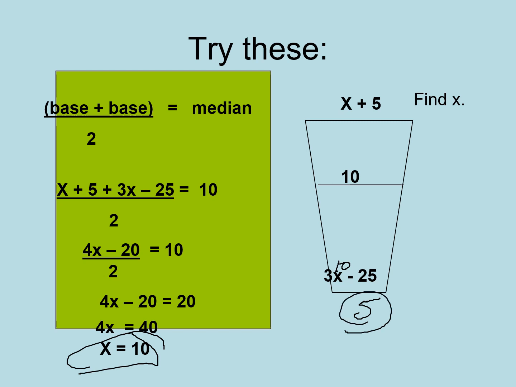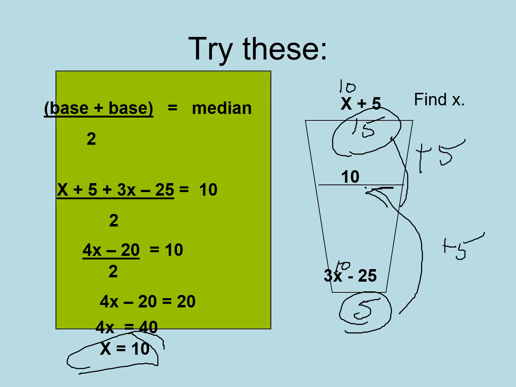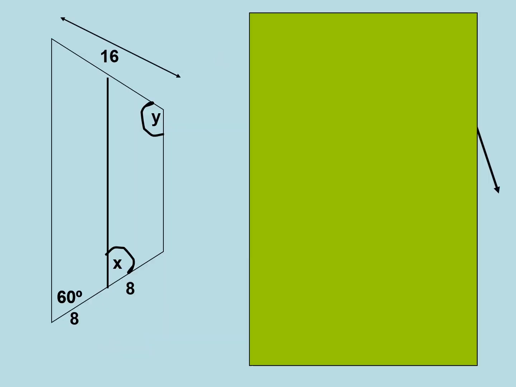Come up here and check. 10 plus 5, that's 15. Now check about the spacing. From 5 to 10, that's 5 plus 5 up, right? Another plus 5 is 15. So they are spaced out equal.